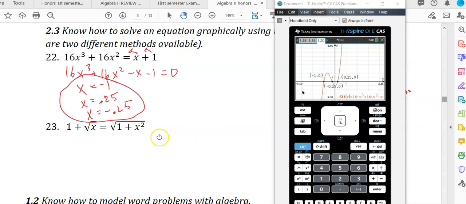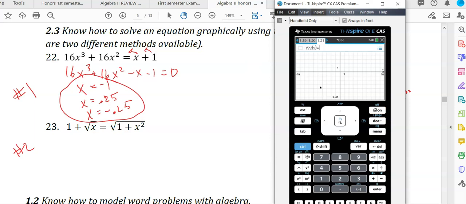Just to show you the other way, again, you could set that equal to 0, trace, and find, but I'm going to show you the other way if you'd like it better. So this is method number 1. We're going to try method number 2, just so you have both methods if you want them. So this one, I'm going to graph both sides. So I'm just graphing a separate equation. So 1 plus square root of x. Hit tab and type the second equation, which is square root of 1 plus x squared.